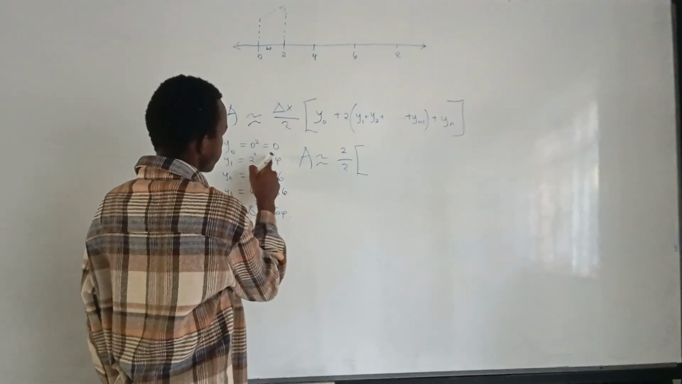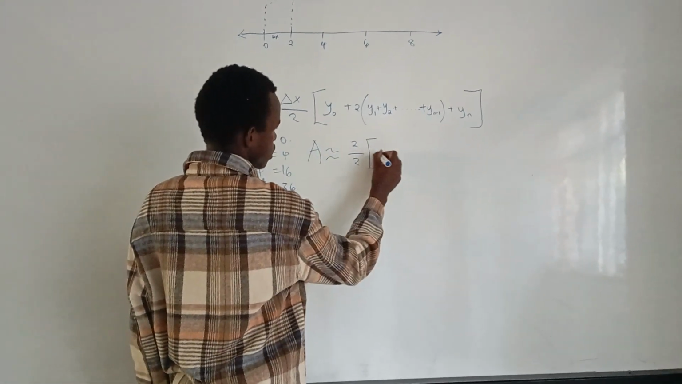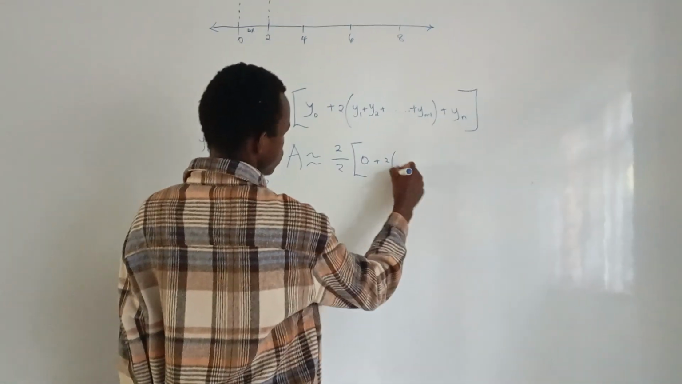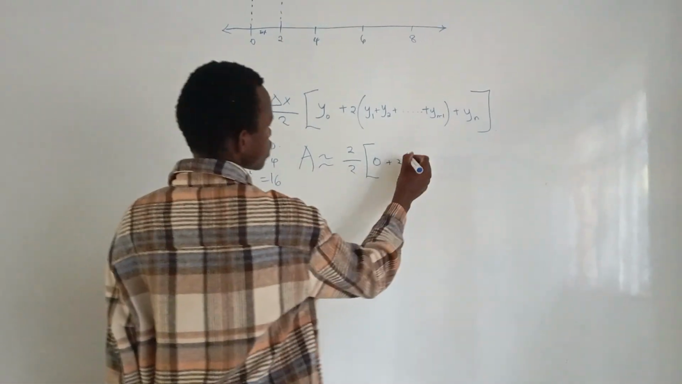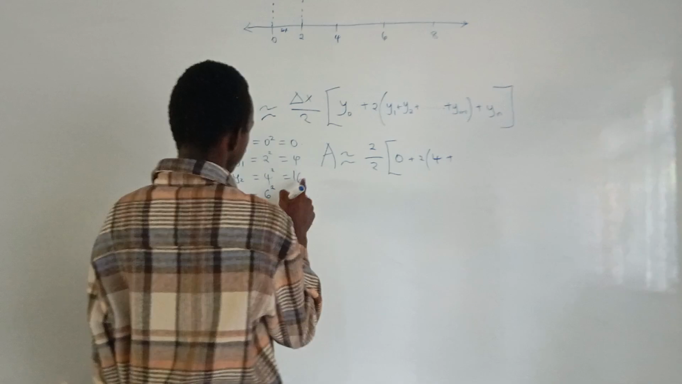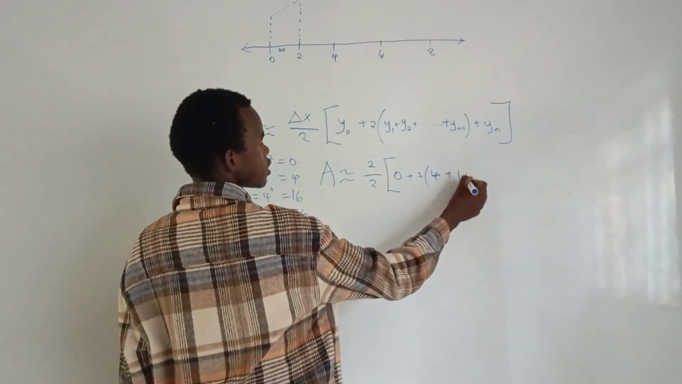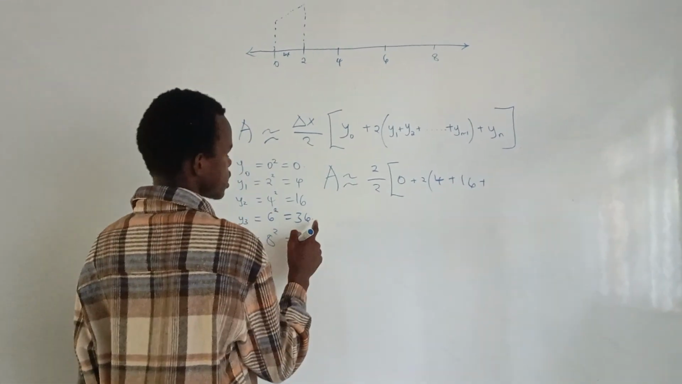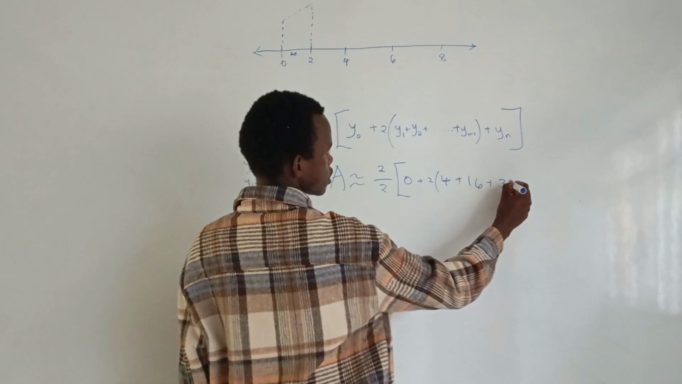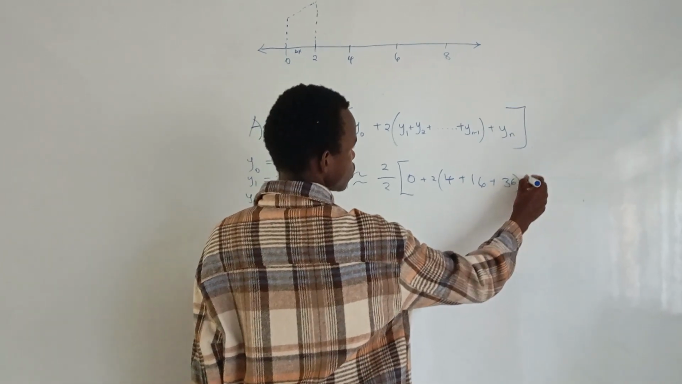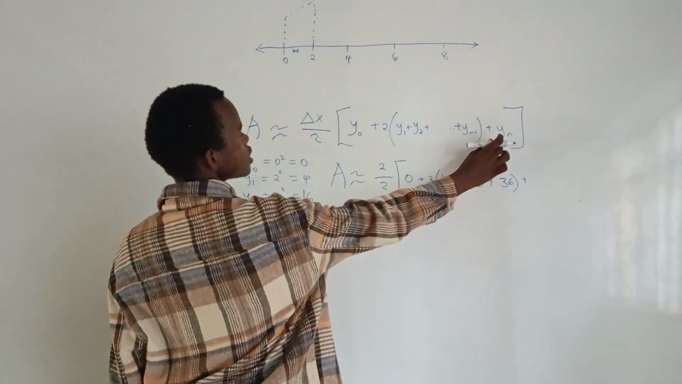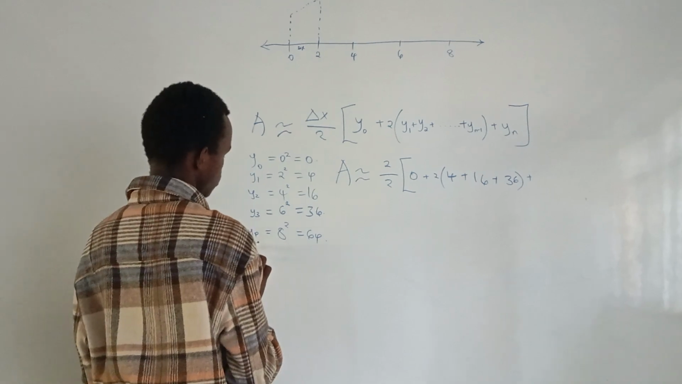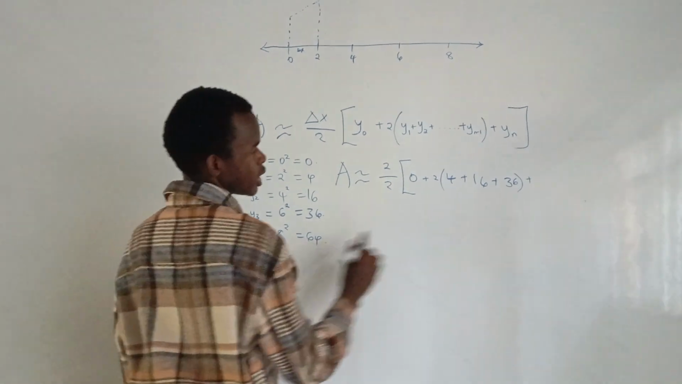our y0, what's our y0? It's 0. Then plus 2 into, what's our y1? 4. Plus, what's our y2? 16. Plus, what's our y3? 36. Close the bracket. Then we add the last term of y, so it will be just plus 64.